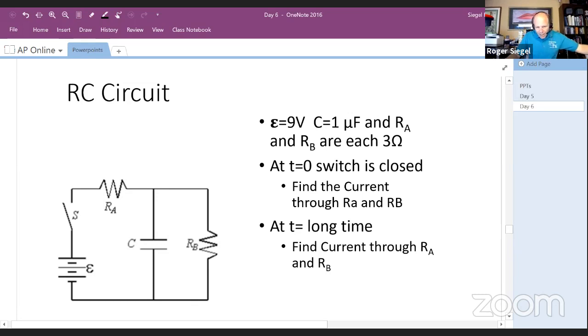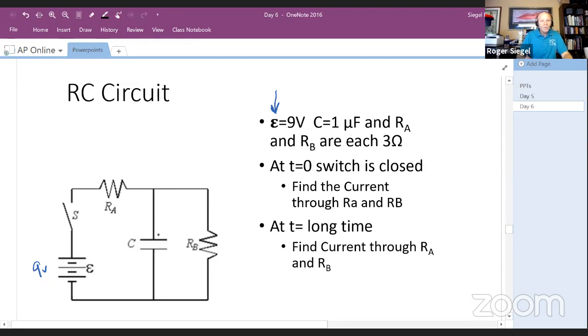And it says here that the EMF, that script E stands for EMF, which is another way to say voltage, you can see is 9 volts. And so we have a 9-volt battery here. And we've got a switch here. We've got capacitor 1, which is 1 microfarad.